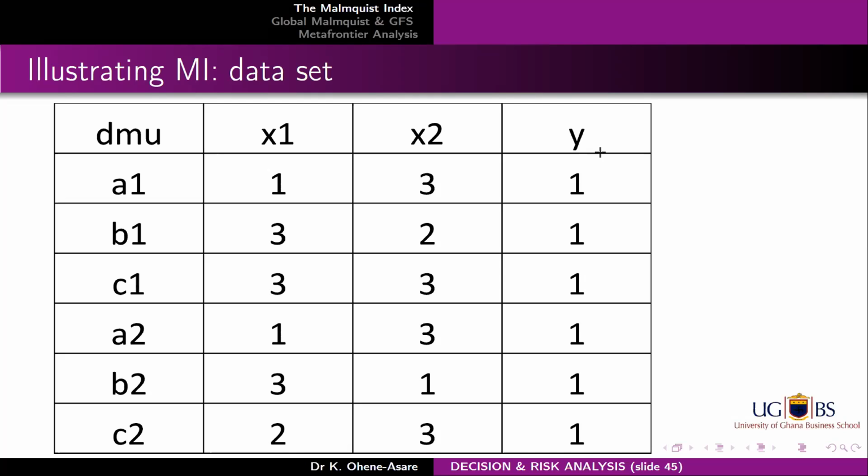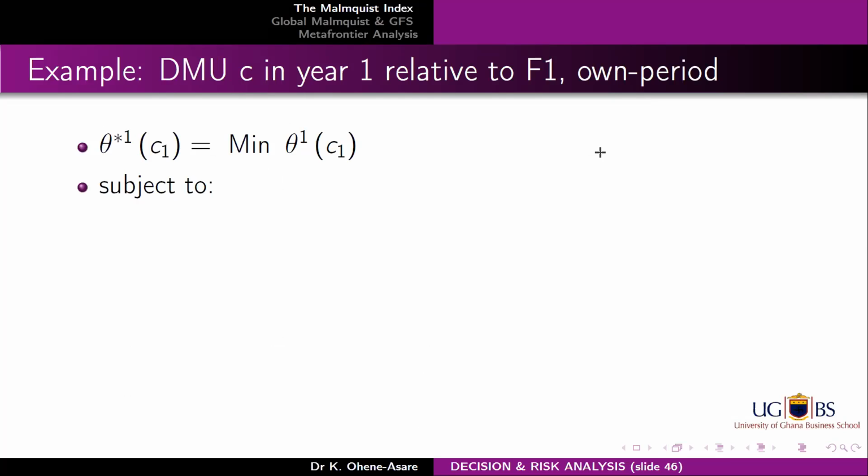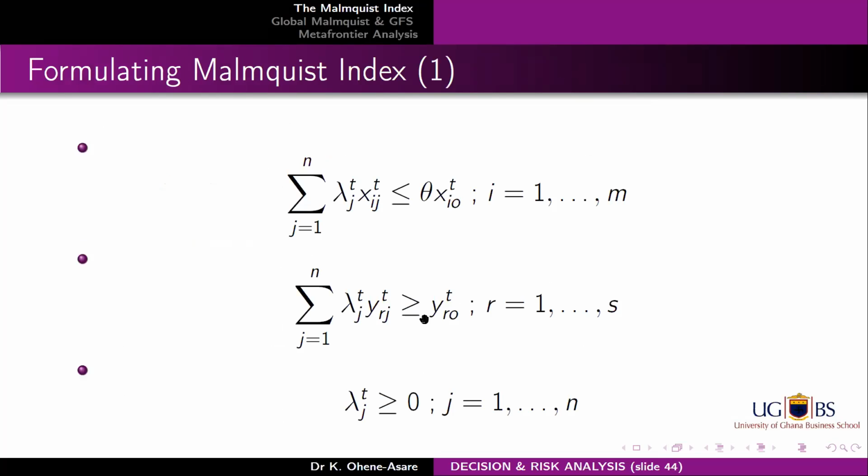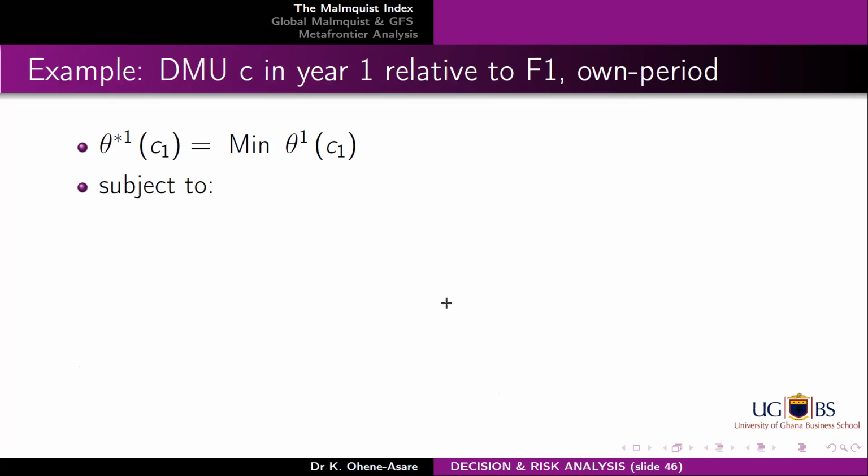Yes, please. So the one I just did, this is it. Theta 1 star of C1 is to minimize theta subject to 1 lambda A1, and so on. That was the input constraint. But the output constraint is 1 lambda A1, 1 lambda B1, 1 lambda C1, greater than or equal to 1, and you don't attach theta to it. This is the output of the DMU you are considering, which is C1.